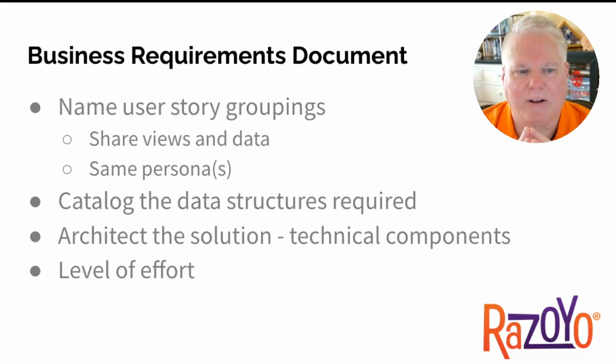Then you're going to catalog the data structures that are required to make these user stories work. So not only the data structures, but where those data are coming from. And then you're going to work with the dev to architect the solution. You're going to define what technical components, external sources of information, or, am I using an AI or an LLM, something in here, like what are the components that are going to be required to make the user stories come to life. And then finally work with the developer to figure out the level of effort, which you may or may not be used to doing.